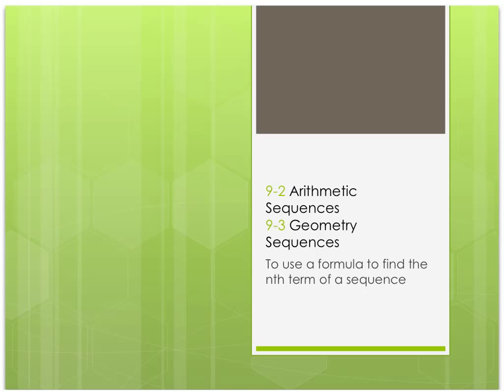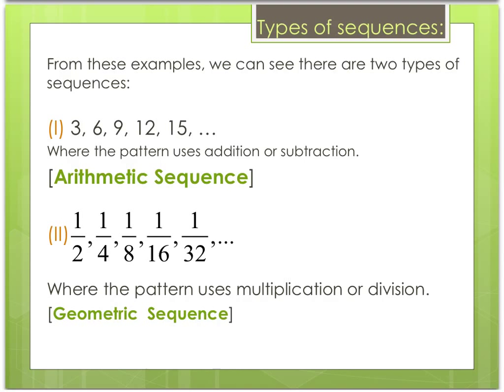Now we're going to be taking a closer look at arithmetic and geometric sequences. So we have two different types of sequences. Arithmetic sequences occur whenever we have a pattern that uses addition or subtraction. So we either add or subtract to get to the next term in the sequence. Geometric sequences have a pattern using multiplication or division. So you must multiply or divide by something in order to get to the next term in your sequence.